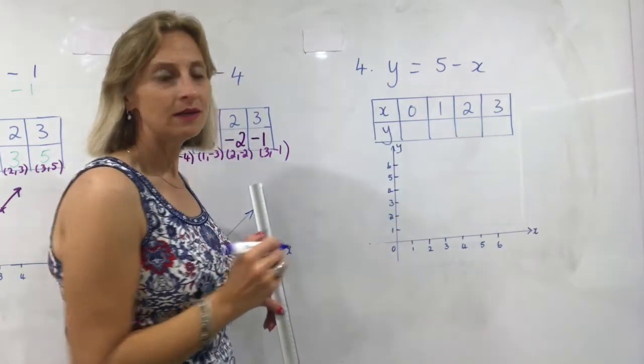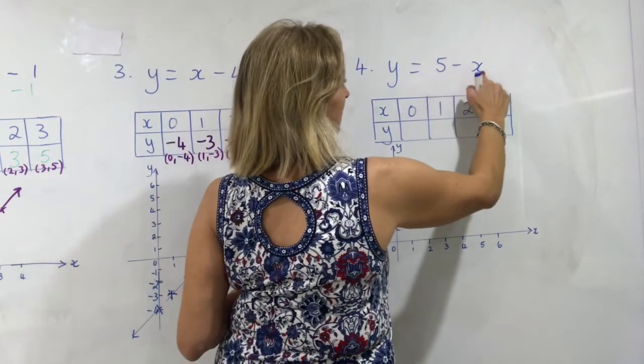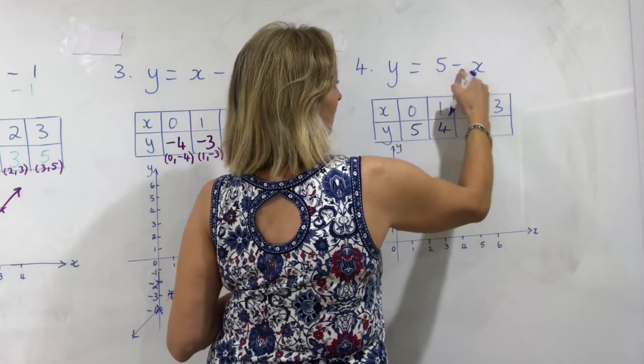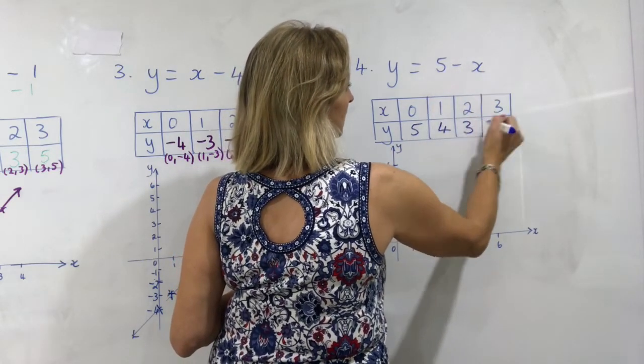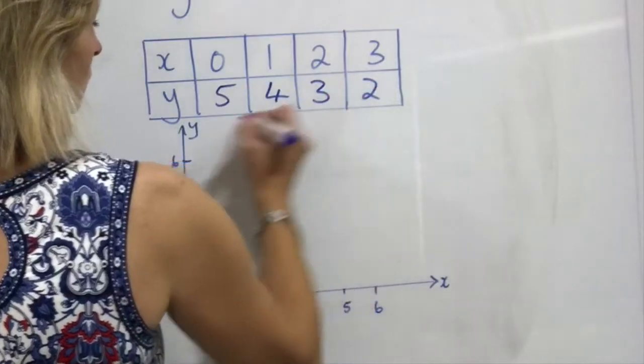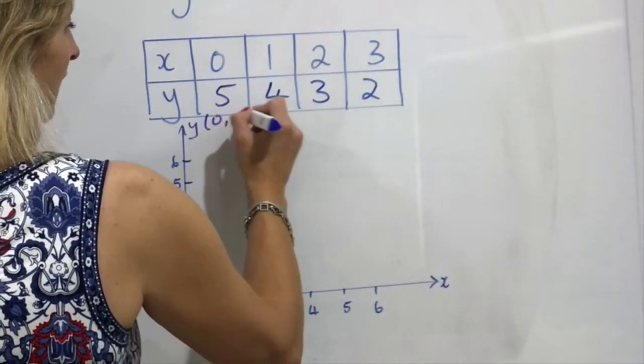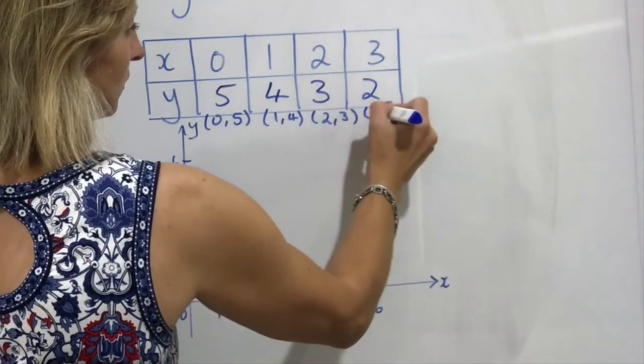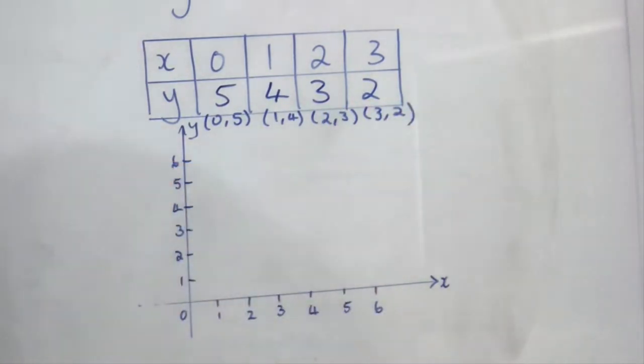For our last one, x equals 0, 5 take away 0 is 5, 5 take away 1 is 4, 5 take away now 2 is 3, and 5 take away 3 is 2. Hopefully we're all getting the hang of it. I write down my coordinates because I find it useful. Remember, you don't have to if you don't want to. And then I plot the points and join them up.